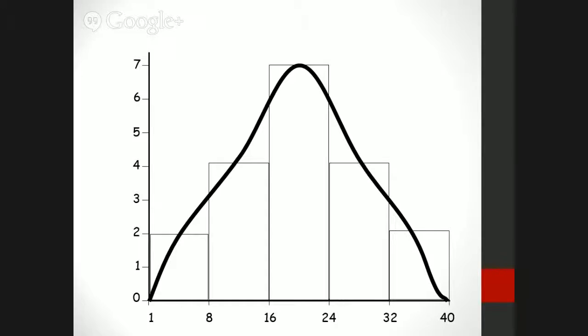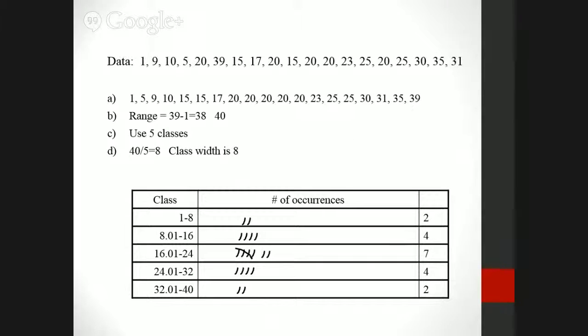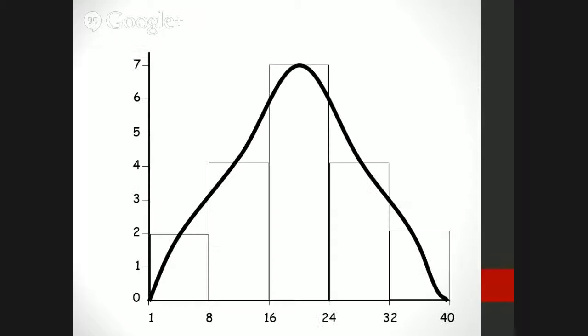And then we plot them. Okay? We put our range on the bottom, which is 1 through 40. The first one, I had 1 through 8. The numbers 1 through 8 appeared 2 times, so I'll go up with a bar graph right here of 2.